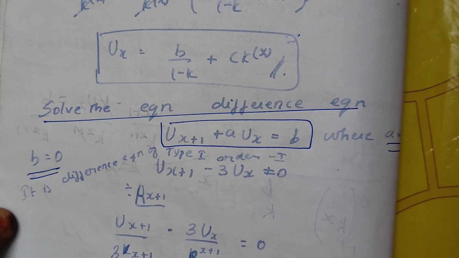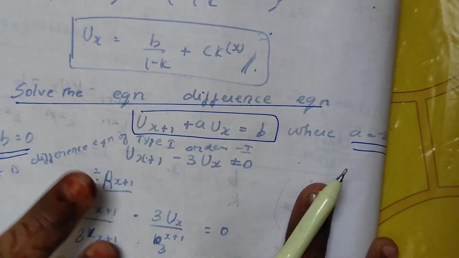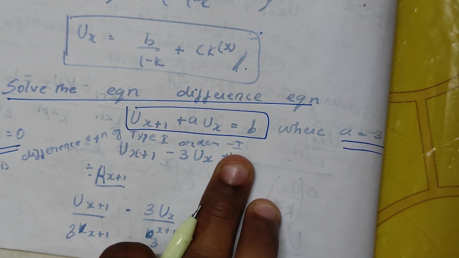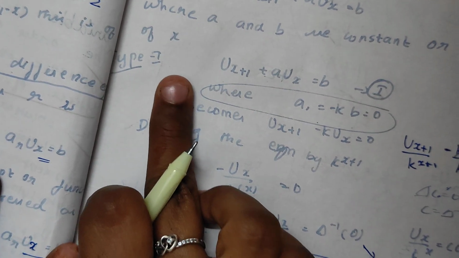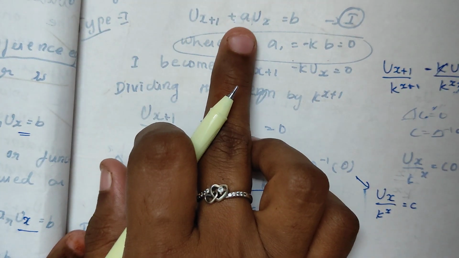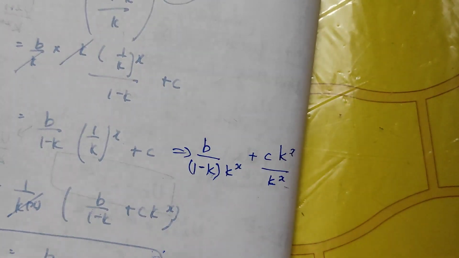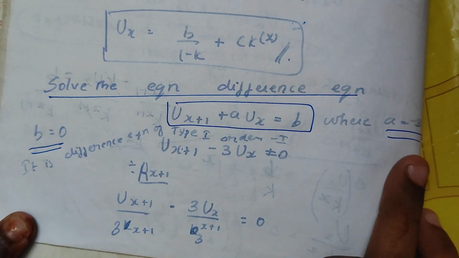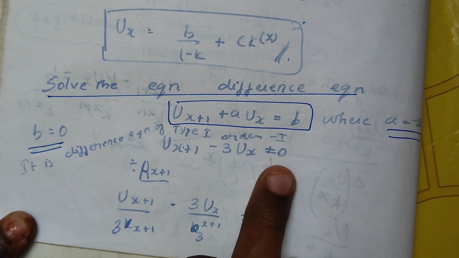So here they have given u(x+1) + a u(x) = b. Here the value of a is some constant, like minus 3, and the value of b is 0. In type 1 we have seen that the constant is negative and the value of b is 0, right? So here also we are taking a as minus 3 and b as 0. So u(x+1) minus 3 u(x) equals 0 will come.